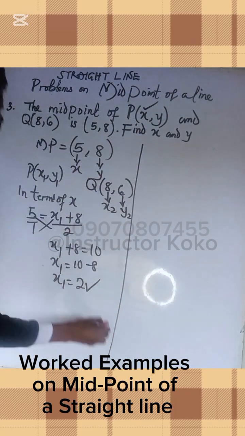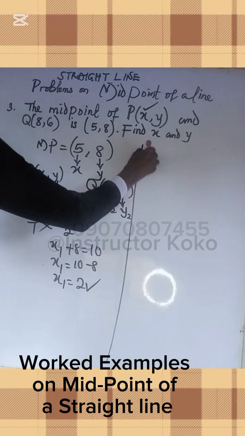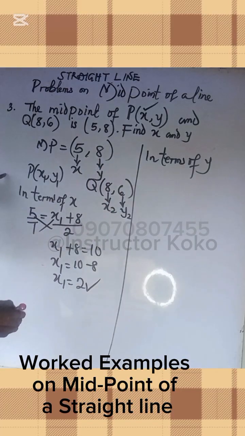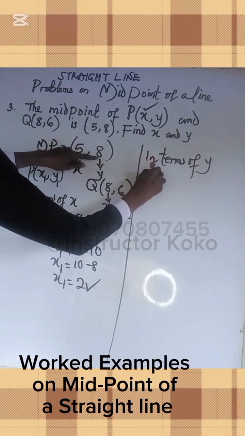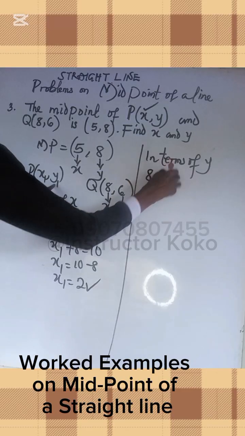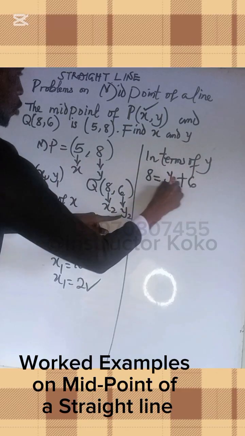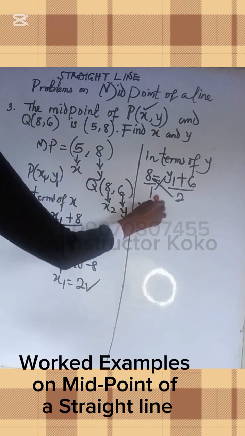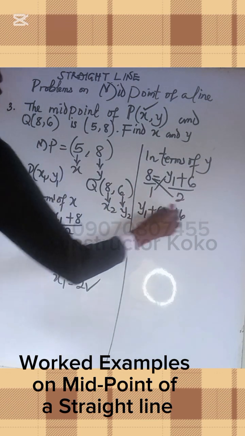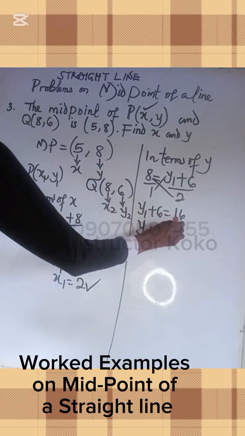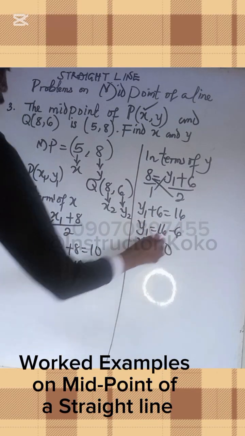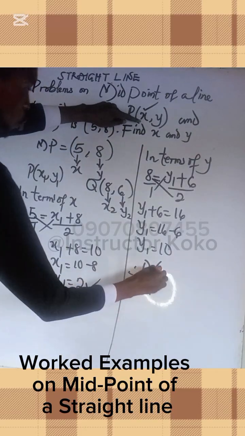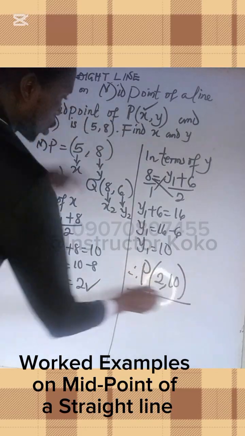Also we find the coordinate of y. In terms of y, where is the midpoint? This is it. 8 is equal to (y1 plus 6) divided by 2. Also you cross multiply. So you have 16 is equal to y1 plus 6. So y1 is equal to 16 minus 6. So y1 is equal to 10. Therefore, the coordinate of P is (2, 10). And that's all.